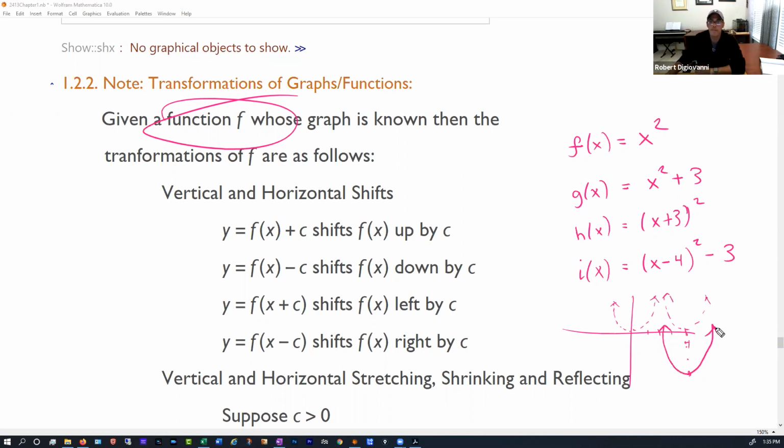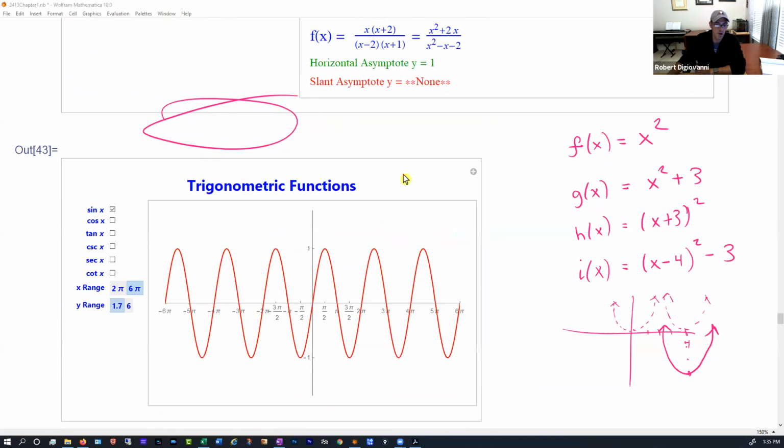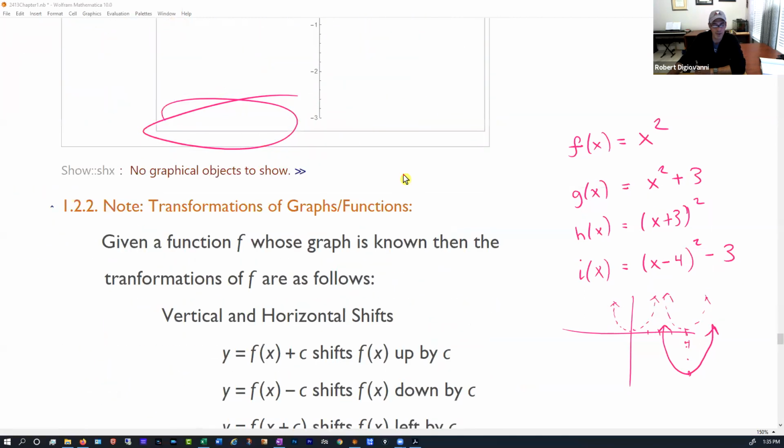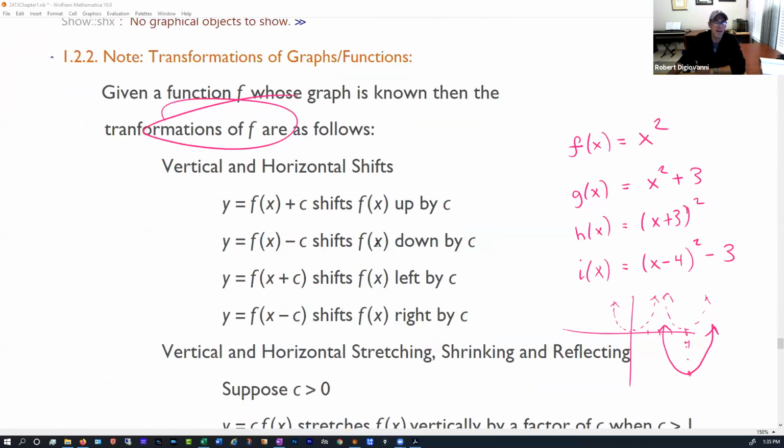There it is. Okay. So all of these functions that we've studied or know, if we do anything like this, we can transform them, move them up, down, left, right.